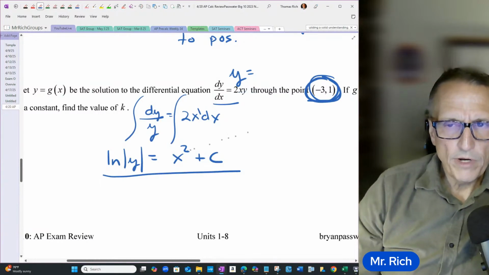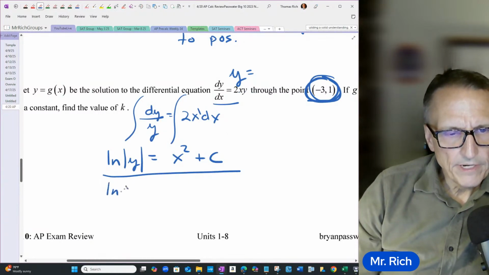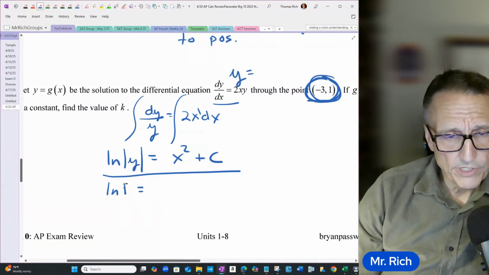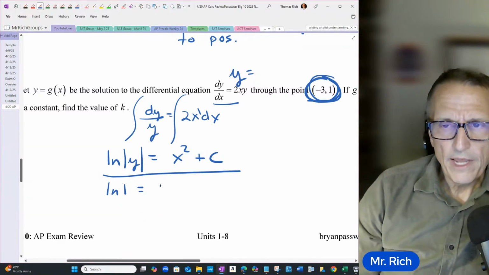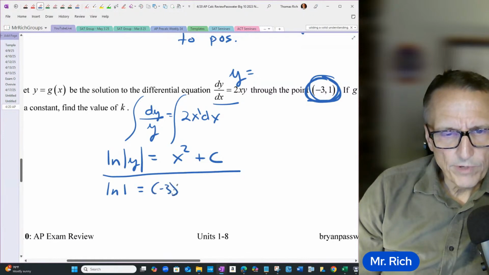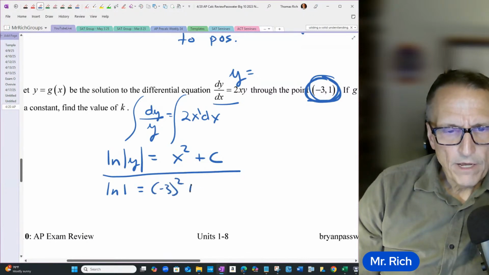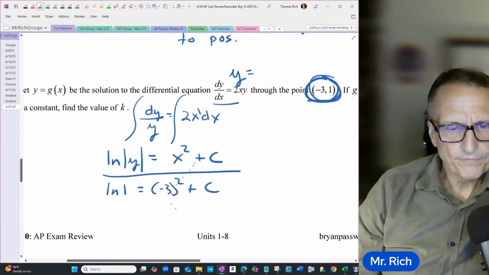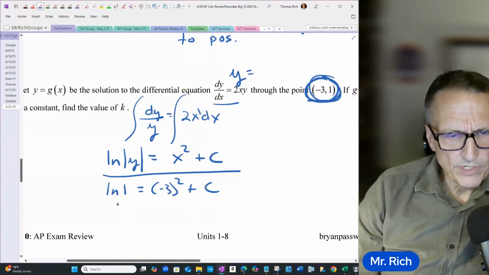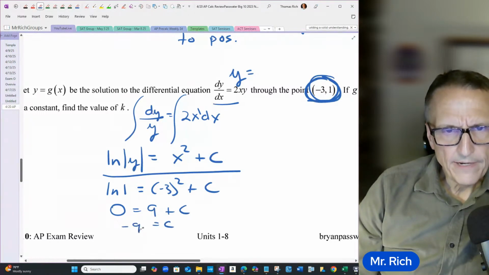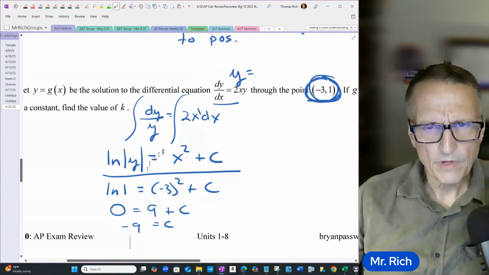So I'm going to plug the 1 in for y. So that's going to be the natural log of the absolute value of 1, which is the natural log of 1. And then that's going to be negative 3 squared plus c. Well, natural log of 1 is 0, and negative 3 squared is 9. And so c is going to be negative 9.